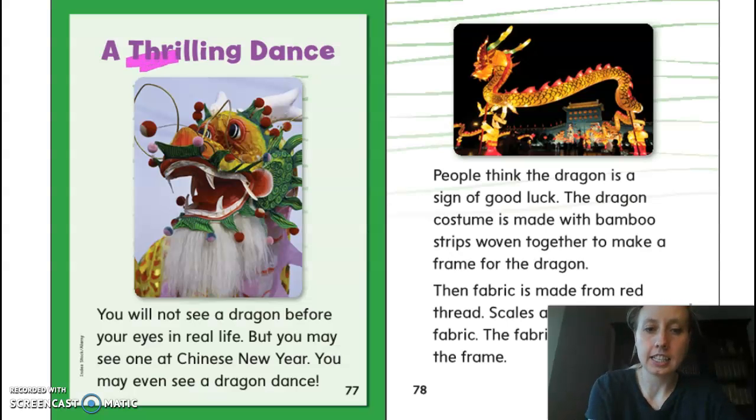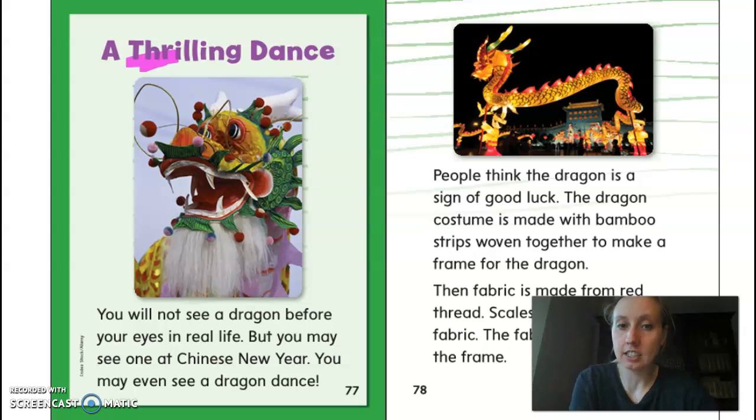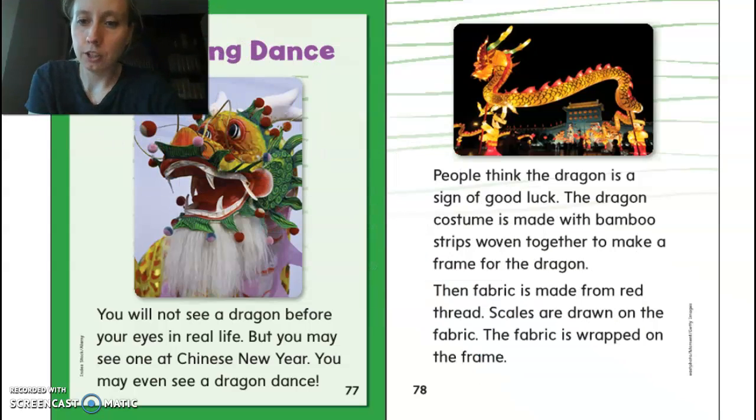A thrilling dance. You will not see a dragon before your eyes in real life, but you may see one at Chinese New Year. You may even see a dragon dance. People think the dragon is a sign of good luck. The dragon costume is made with bamboo strips, so pieces of bamboo, woven together to make a frame for the dragon. Then fabric is made from red thread.